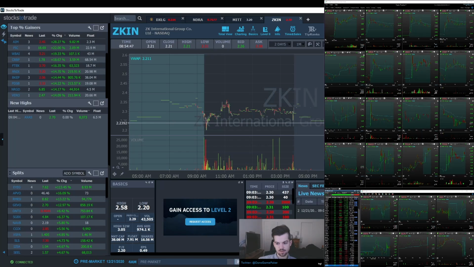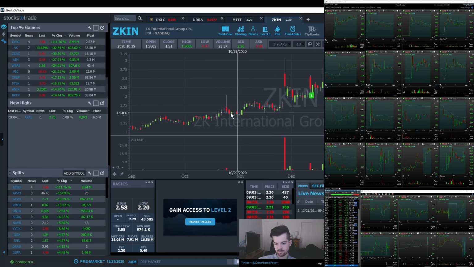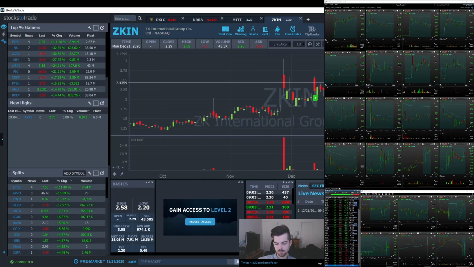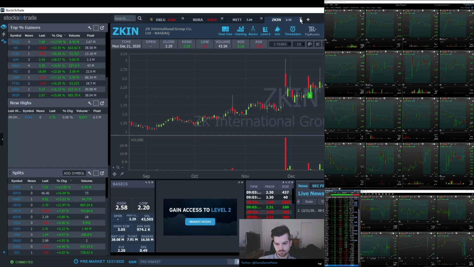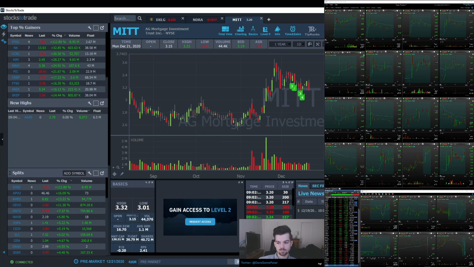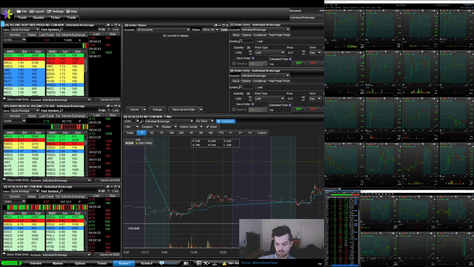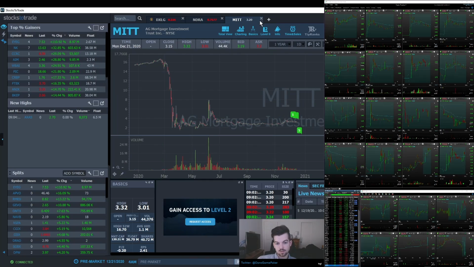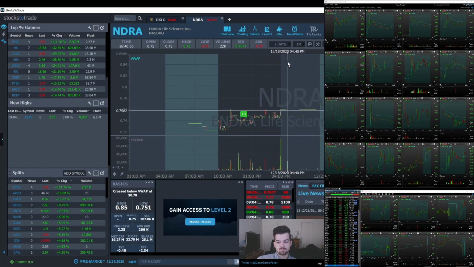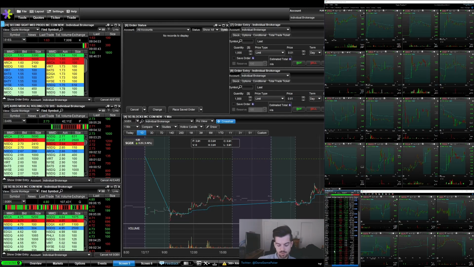ZKIN with the PR. Breaking out of this kind of wedge in the long-term chart. Could do something, you never know. MITT will occasionally be good, so sure, why not? NDRA, why not? A lot of times it really is just why not.